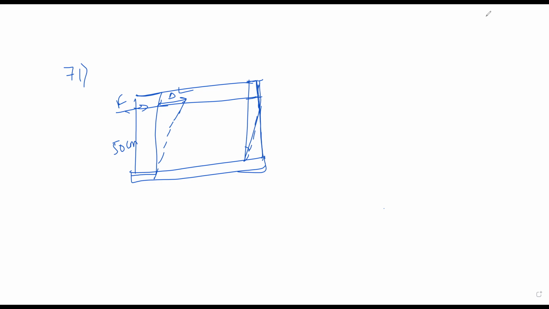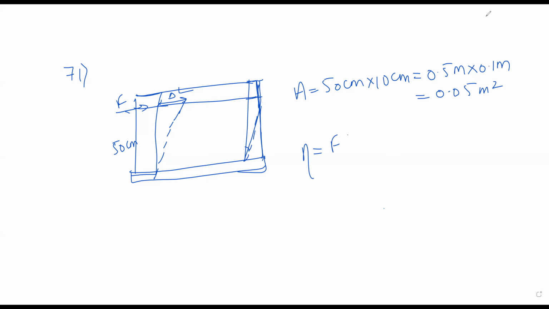So area of the face parallel to which this force is applied. So here area is equal to 50 centimeter into 10 centimeter. How can we write this? 0.5 meter, since it is in centimeter we can convert it to meter. So this becomes 0.05 meter square. So delta L is the displacement of upper edge of the slab due to tangential force. Eta is equal to force by area divided by change in length by the original length. Now from this equation we can modify the delta L equation: FL divided by eta into area.